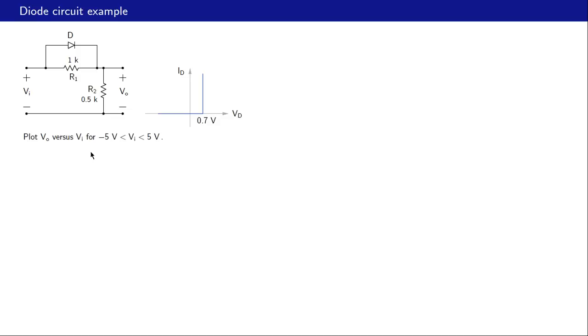Here is our next diode circuit example. This is our input voltage Vi, that is the output voltage Vo, and we want to plot Vo as a function of Vi for Vi varying from -5 volts to +5 volts. And this is the ID-VD relationship for the diode that we will use, and it is of course the same as what we used previously.